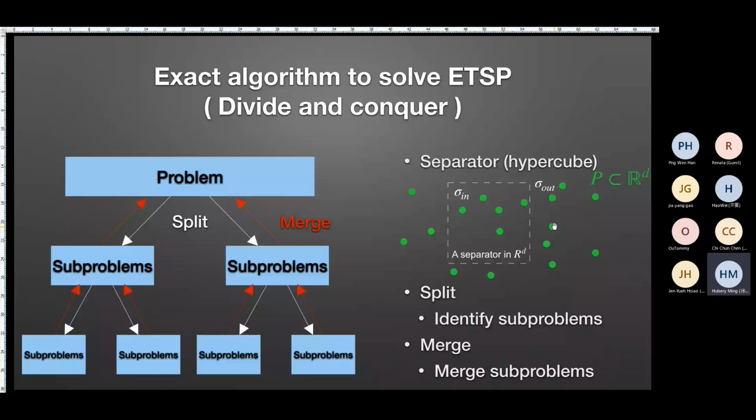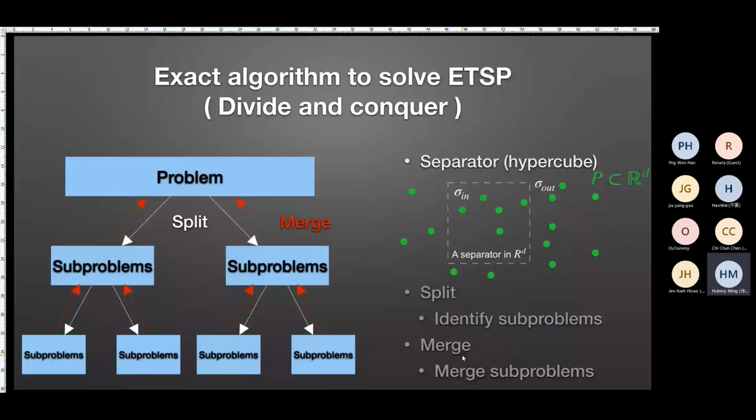Once we can do that, we should identify the subproblems, one for inside and the other for outside of the separator. This is the part of splitting. And finally, if we have the solution to this problem, we could merge them, and we will discuss the merging procedures. Let's discuss the first part.